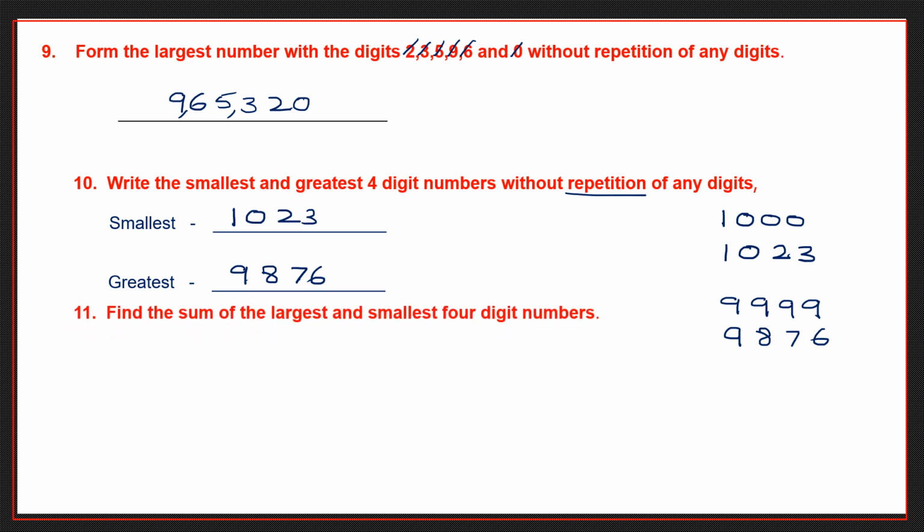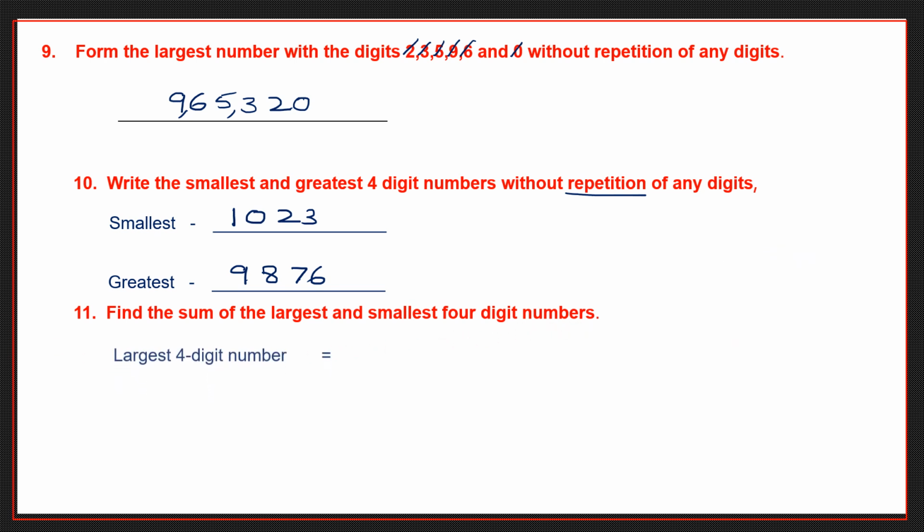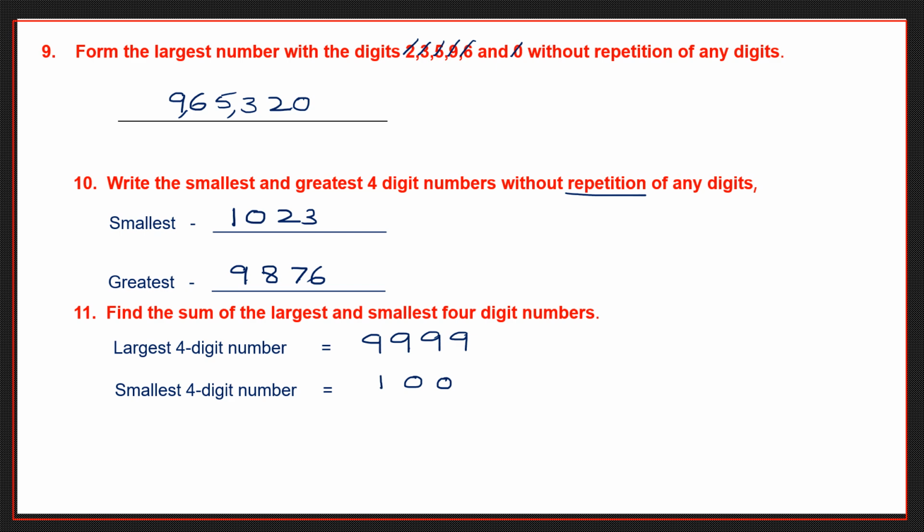Question 11. Find the sum of the largest and the smallest 4-digit numbers. Okay, so which is the largest 4-digit number? 4 nines. 9, 9, 9 and 9. That means 9,999. Then the smallest 4-digit number is 1000. Now here we've been asked to find the sum. That means we have to add up these numbers. Sum means addition. So let's add up these numbers.